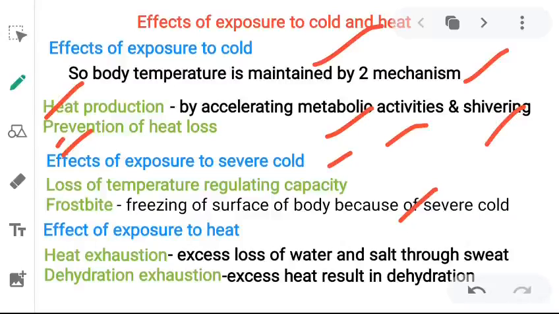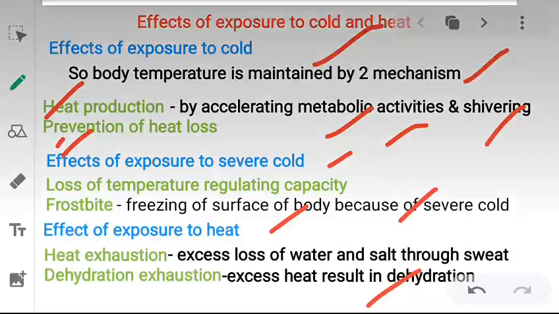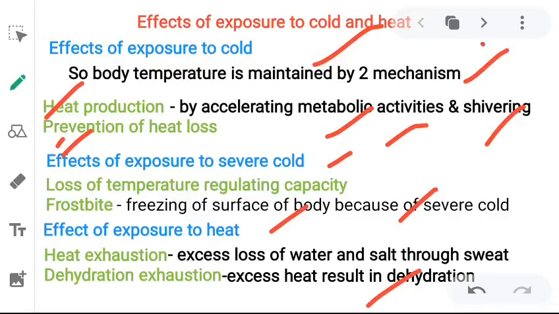This is effect of exposure to heat. When you are exposed to heat, first is heat exhaustion. That is excess loss of water and salt through sweat. A lot of salt and water is lost through sweat when exposed to heat; that is heat exhaustion. Dehydration exhaustion means there will be excess heat. Because of excess heat there will be dehydration. Water is lost from your body. So that we call dehydration exhaustion.